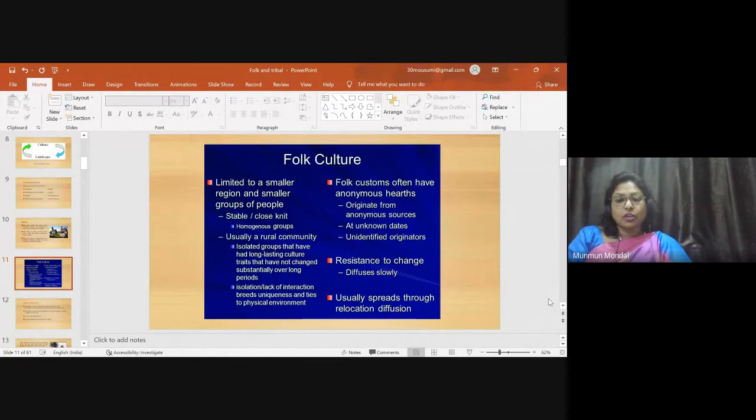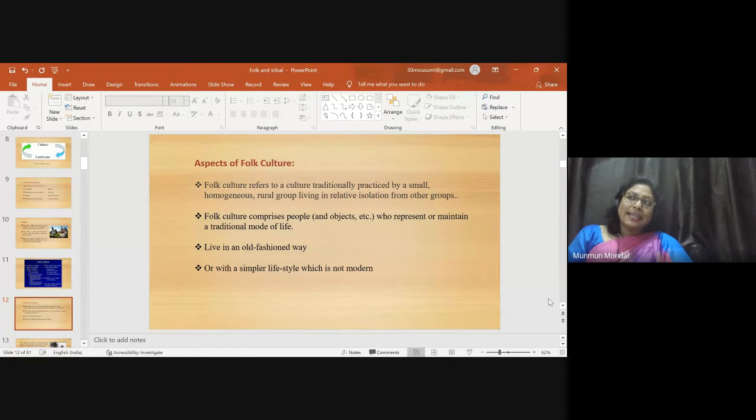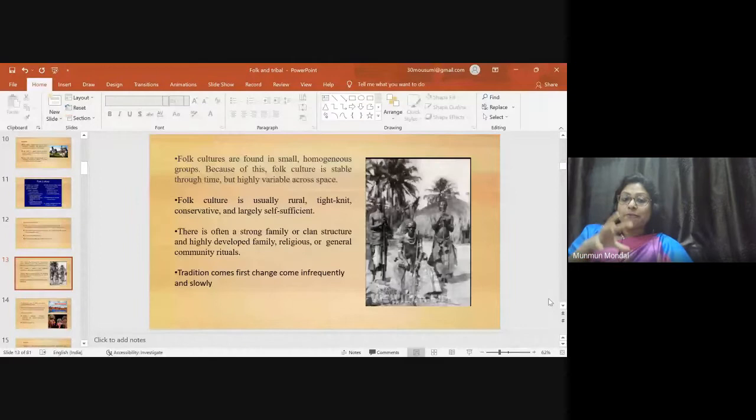Now I am moving to the aspects of folk culture, how it is impacting our life. It is very traditional in nature, practiced by a small group. They are basically old-fashioned to some extent, and they have a very simple lifestyle. One thing we can see very visibly is that they are largely self-sufficient. These folk communities are very self-sufficient. Tradition comes first, change comes infrequently and slowly, but they are very religious, and community rituals play the most important part. Why are they self-sufficient? Because they don't have any strong interaction with the outer world. So they have made themselves self-sufficient in every possible way.